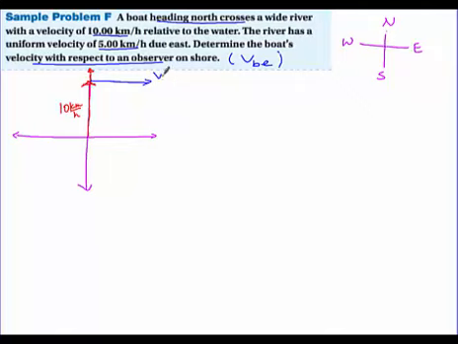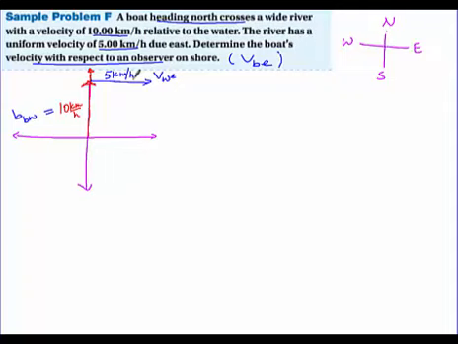this is the velocity of the water relative to the earth. This is the velocity of the boat relative to the water, and this is the velocity of the water relative to the earth, 5 kilometers per hour in the direction of east. This is how we put it graphically. The boat is heading north, and the water is going east.